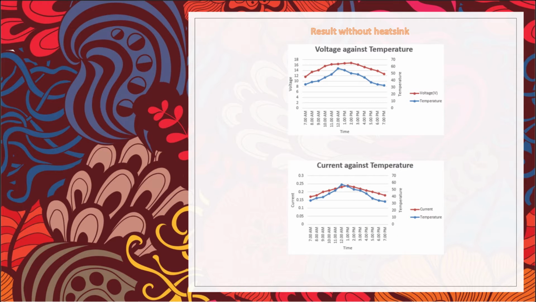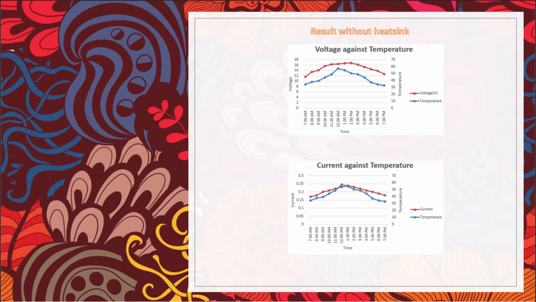This is the result without heatsink. This is the graph between voltage and the temperature without heatsink. The highest value is 60.75 volt when the temperature achieves 50.2 Celsius. Even though the highest temperature at the panel was 75.5 Celsius, the voltage value was 60.43 volt, and that was not the highest value for voltage.